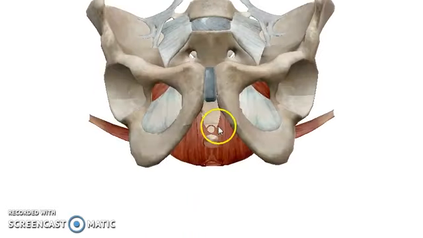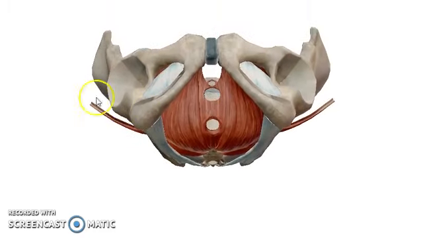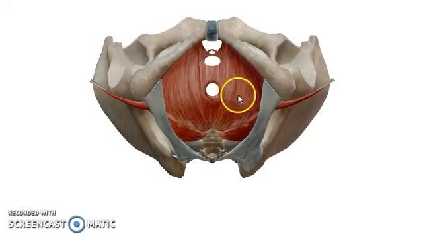Let's see a view from the pelvic outlet. As we see, these are the muscles forming the pelvic floor, but from the bottom view. These are the two parts of the left levator ani, and these are the two parts of the right levator ani, and posterior to levator ani we have the left coccygeus muscle and the right coccygeus muscle.